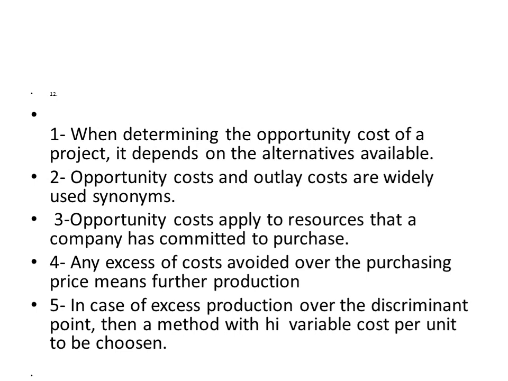Number 5, in case of excess production over the discriminant point, then a method with high variable costs per unit is to be chosen. This, of course, is a false statement. When we exceed the discriminant point, we have to choose the method of production with low variable costs and high fixed costs. Therefore, number 5 is false. The opposite is true.